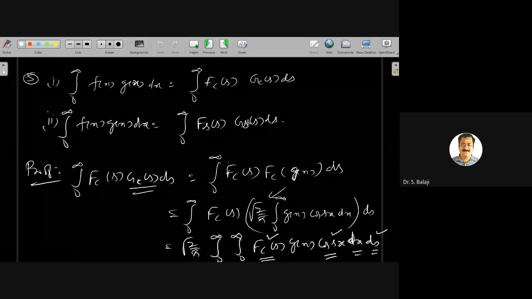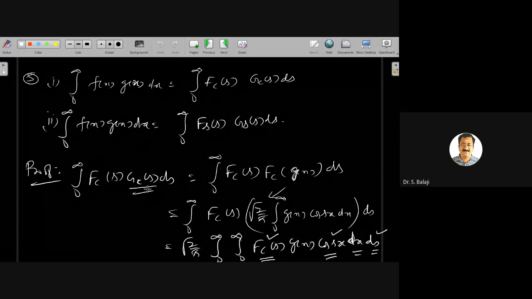Just use the definition. That's all. First, you consider either the left side or the right side. Any manner can prove that, no problem. If you use the left side, you have to use the inverse Fourier sine. If you use the right side, you take the Fourier sine or cosine. Consider the right side here: the integral from 0 to infinity of fc of s, gc of s ds.